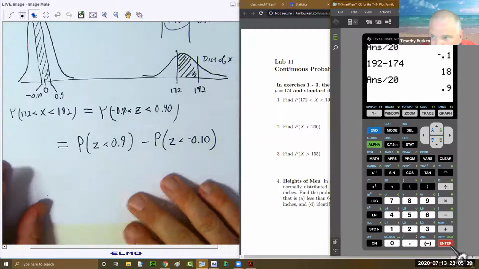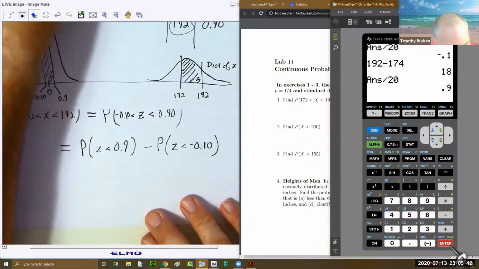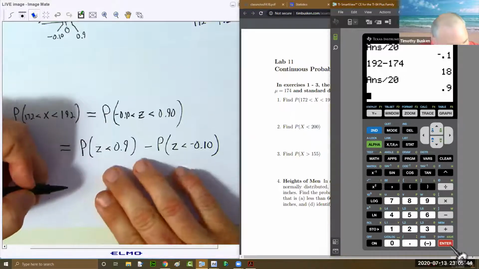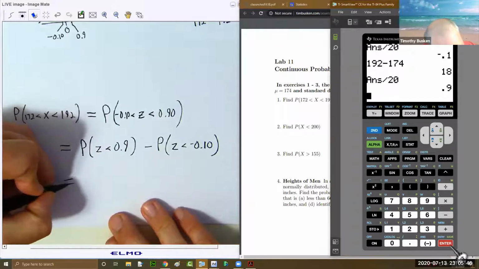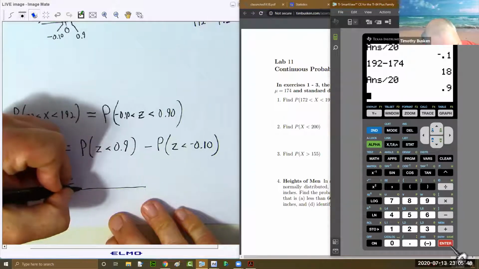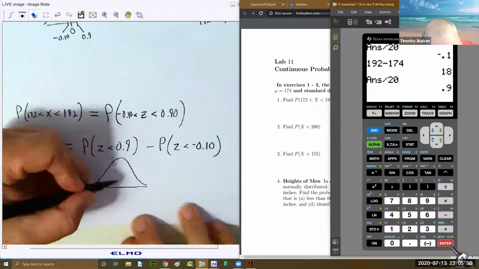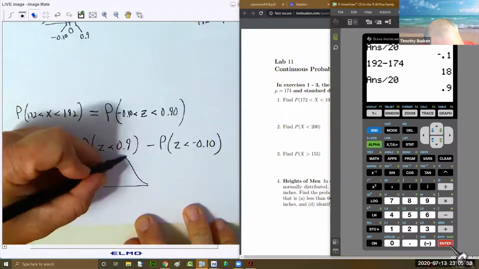If you want to draw a picture of that, it might make a little bit more sense, the picture of these two areas. So here's your standard normal curve, and 0.9 is about right here.